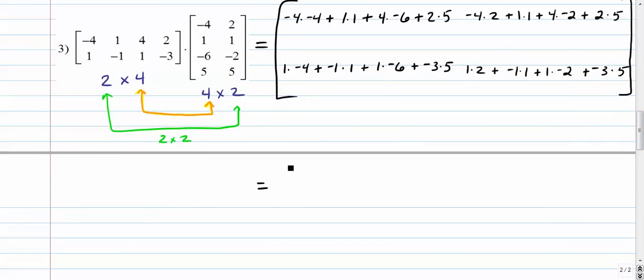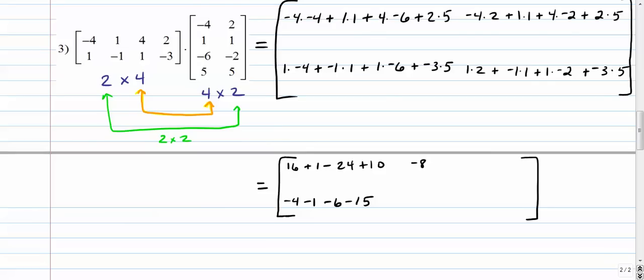So I'll take it down here. I've got just a 2x2. So it's going to be that and that. Well, actually, I'll make it a little bit bigger. Not too much though. So here we go. -4 times -4 is 16 plus 1 minus 24 plus 10. Down here we have -4 minus 1 minus 6 minus 15. Up here we have -8 plus 1 minus 8 plus 10. Here we have 2 minus 1 minus 2 minus 15.